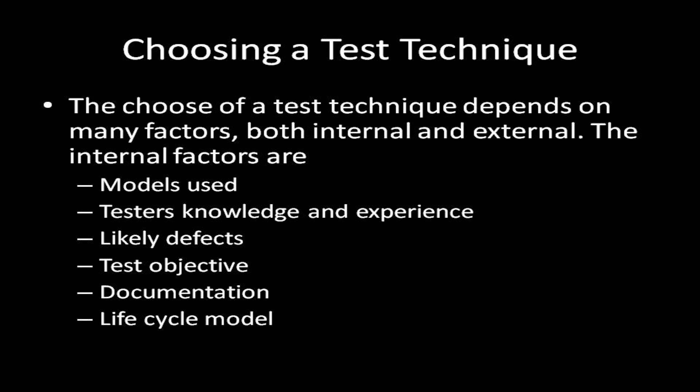Documentation: whether or not documentation, e.g. a requirement specification, exists, and whether or not it is up to date will affect the choice of testing techniques. The content and style of the documentation will also influence the choice of techniques. For example, if decision tables or state graphs have been used, then the associated test techniques should be used. Life cycle model: a sequential life cycle model will lend itself to the use of more formal techniques, whereas an iterative life cycle model may be better suited to using an exploratory testing approach.